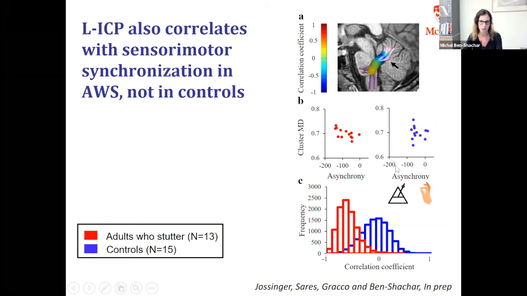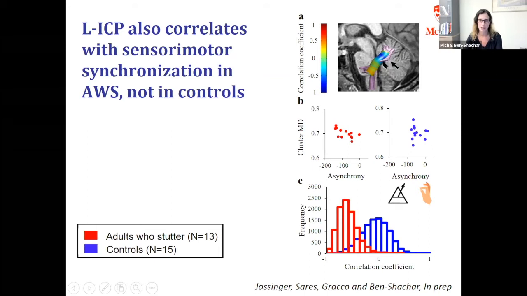This is a control group, and you can see that they're negative. So they show negative asynchrony. It's a standard result. You can already see that the adults who stutter are more negative. And there is a paper on that Anastasia published already. But in this analysis, we wanted to look at this asynchrony level in association with properties of the cerebellar pathways.